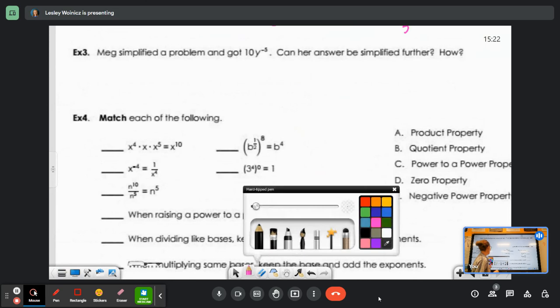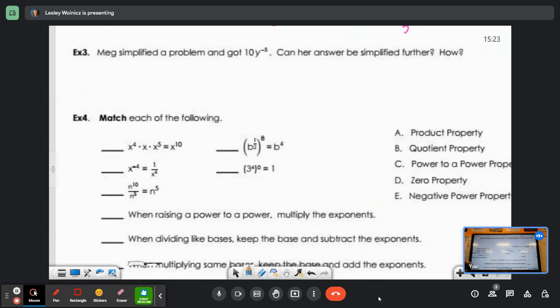All right. So Meg simplified a problem. We don't know what problem it was, but we don't really care. We just need her answer. We want to know if her answer can be simplified any further. Are we allowed to leave a negative exponent in here? No. So the answer is that yes, we do have to simplify it. And using what rule? Yeah, the negative power rule.